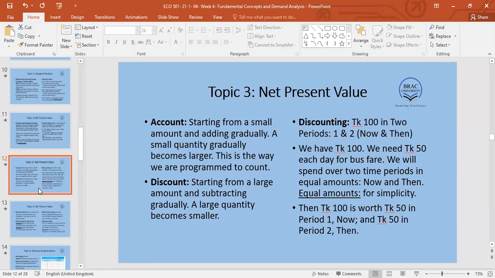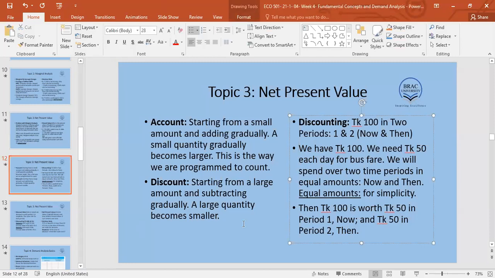Discounting means we start with a large amount, and according to some principle, in every time period we deduct something. So we are counting, but we are counting in reverse. If the discounting factor is 50%, that means we're going to spend our entire capital in 2 time periods. If the discount rate is 0.1, we are going to spend the entire capital in 10 time periods. So Taka 100 is worth Taka 50 if our discount rate is 0.5. Got it?